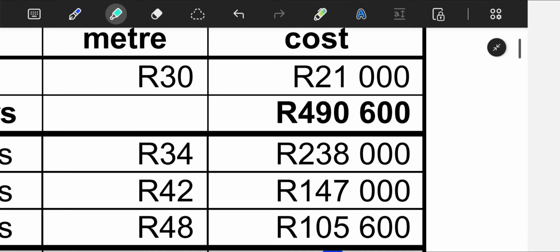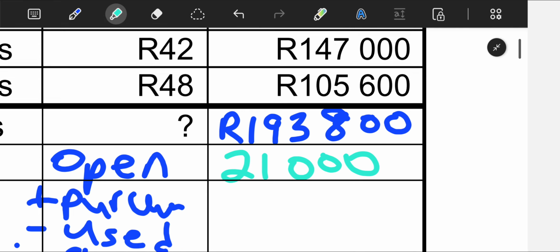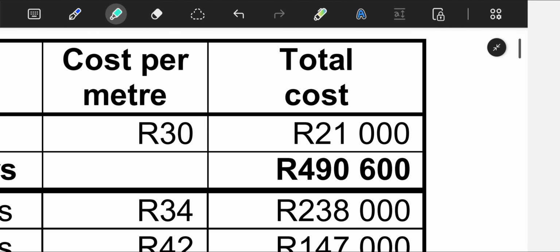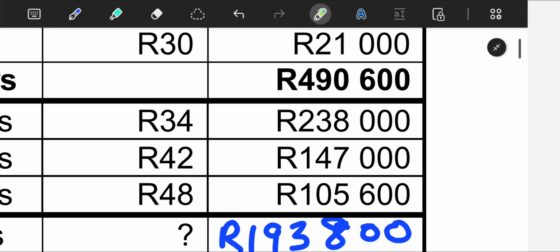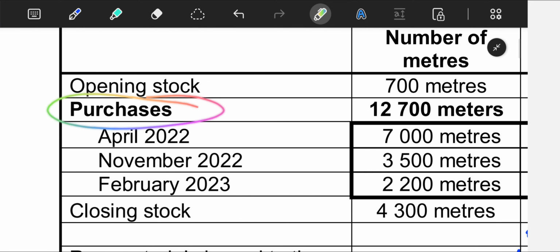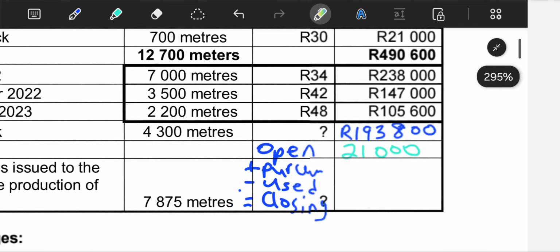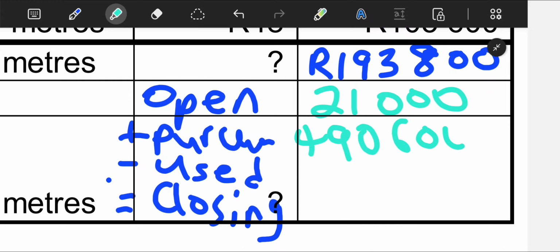Right. So you have opened with your 21,000. Here it is. And how much did you purchase? You purchased 490,600. Here it is. And it's your total purchases. $490,600.